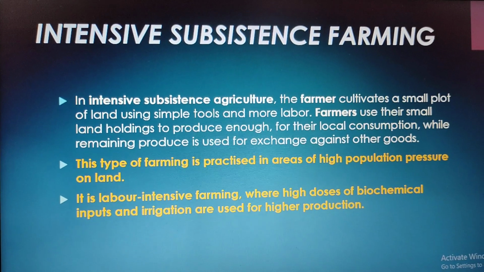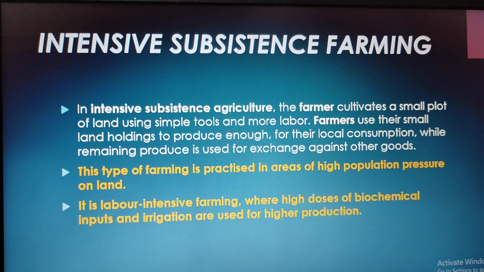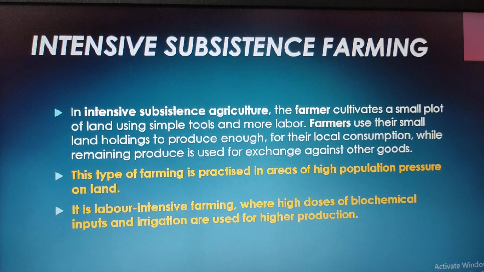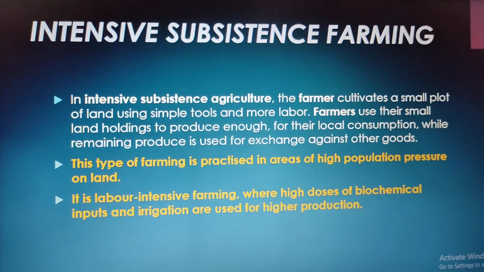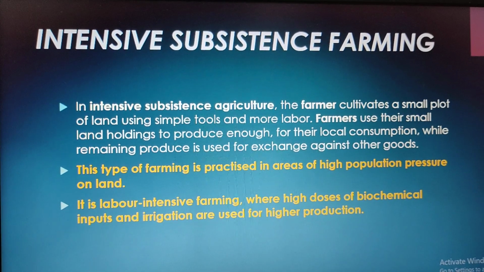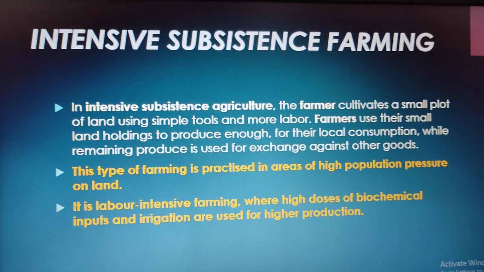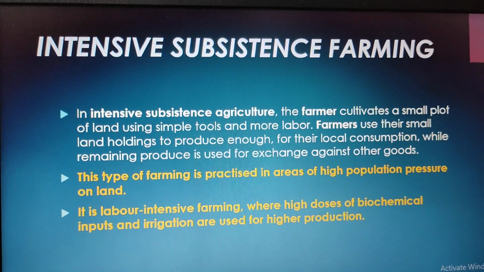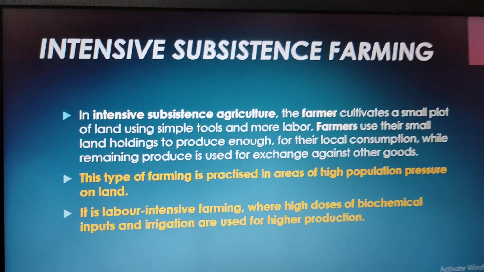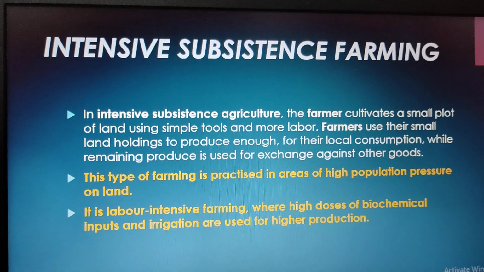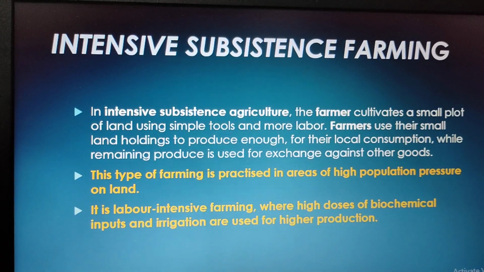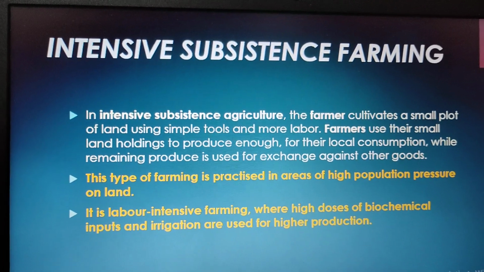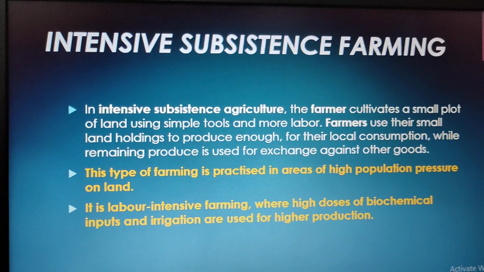Intensive subsistence farming. Now, in intensive subsistence farming, the farmer cultivates a small plot of land using simple tools and more labor, right? Now, what is the difference between primitive and intensive? In primitive, the farmers depended on monsoon, but here irrigation facilities are available. And apart from that, they try to make the soil fertile by adding biochemicals, by adding animal manures to them. They particularly depend on animal manure to make the soil fertile.